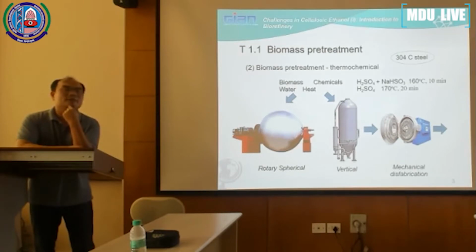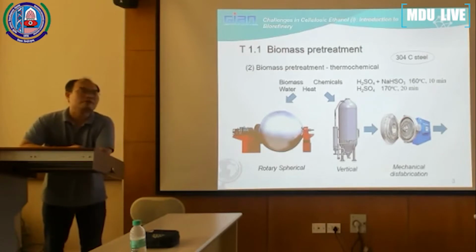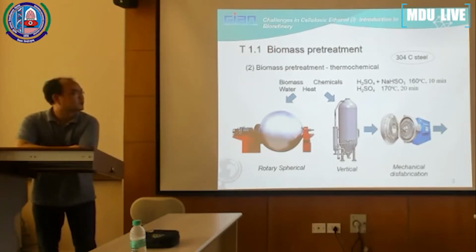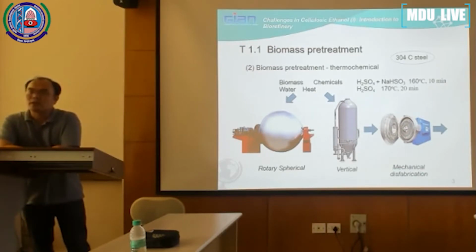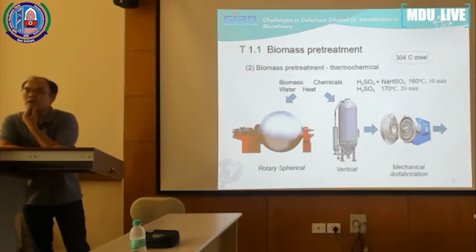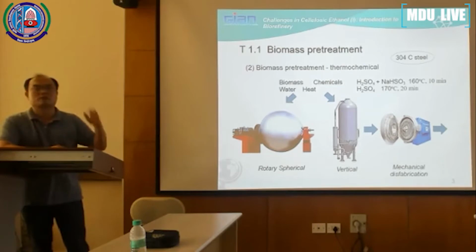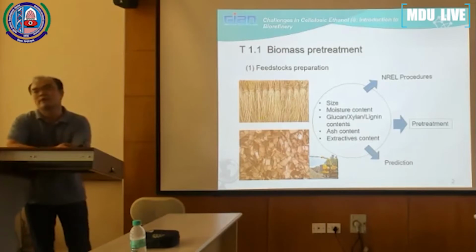For bagasse, the ratio of water to biomass is 8 to 10. That is the consistency, 10 to 12. What is the particle size of the substrate before pretreatment? If we use bagasse, we do not do the size reduction. But if we use straw, we have to do that.